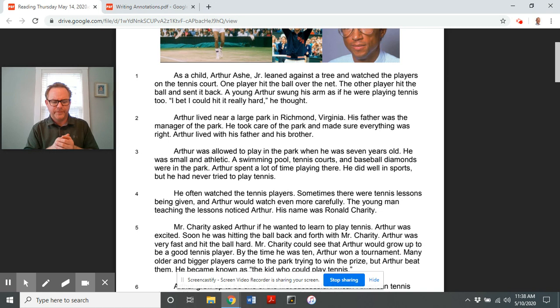Now, what can we say about this? Well, we've got the idea that Arthur Ashe is going to begin our sentence. And what was happening? Well, Arthur was being noticed by the tennis coach, Mr. Ronald Charity. And he must have thought that Arthur would be a great tennis player. All right, pause and write down your annotation. Go.